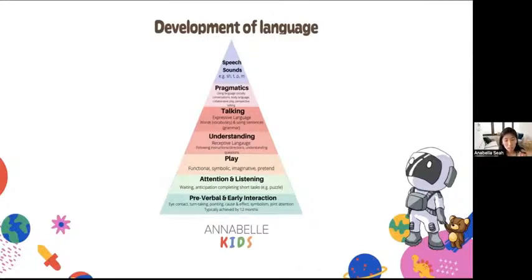As you can see, right at the bottom of the pyramid, we have the foundational skills of developing language. So we have pre-verbal and early interaction skills being right at the bottom. These are the important skills that we do want our children to develop so that they can eventually develop language. And these skills are things like eye contact, turn-taking, pointing, cause and effect, symbolism, and joint attention. So I'll be going through a few of the more crucial pre-verbal skills. And then we have attention and listening and play as well, before we develop an understanding of language and before we develop the use of language.